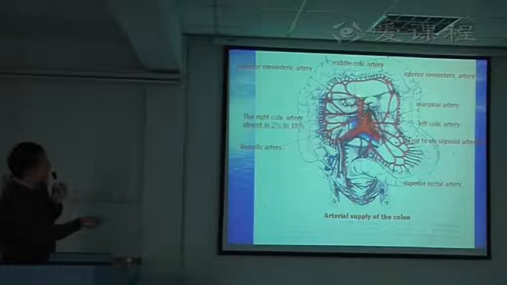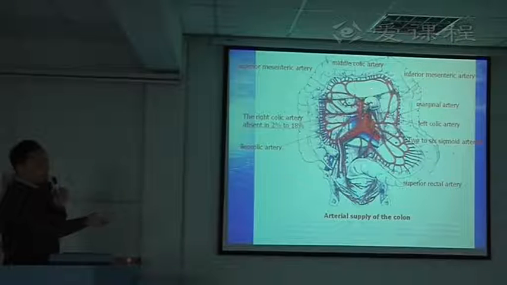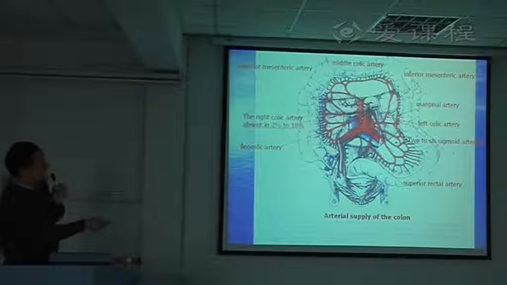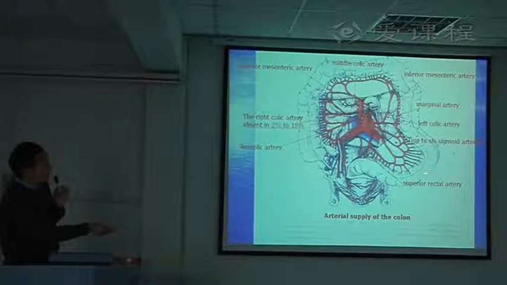And this is the middle colic artery. The middle colic artery has two branches, one to the left and another to the right. So these three branches are from the SMA. Then from the inferior mesenteric artery, the first one is the left colic artery, here, and there are several sigmoid arteries to supply the blood to the sigmoid colon.